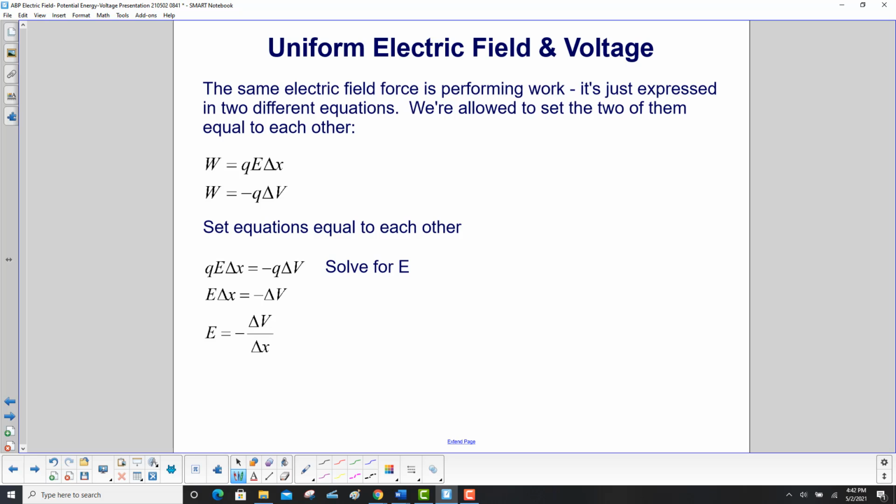The same electric field force is performing work. It's just expressed in two different equations. We're allowed to set the two of them equal to each other. So we have work is QE delta X, and work is also minus Q delta V. Set them equal to each other. We have QE delta X equals minus Q delta V, and we want to solve that for E. So first we divide through by Q, and they cancel out, and then we divide through by delta X, and we have E is equal to minus delta V over delta X.